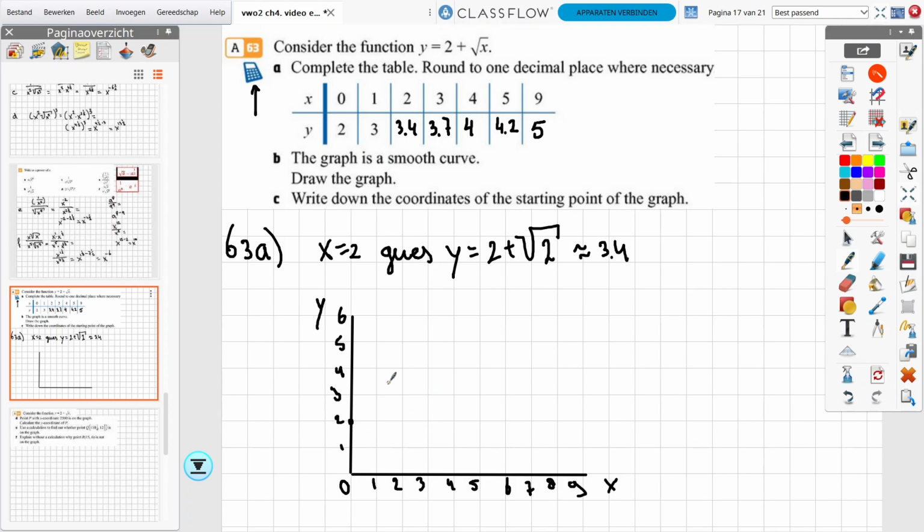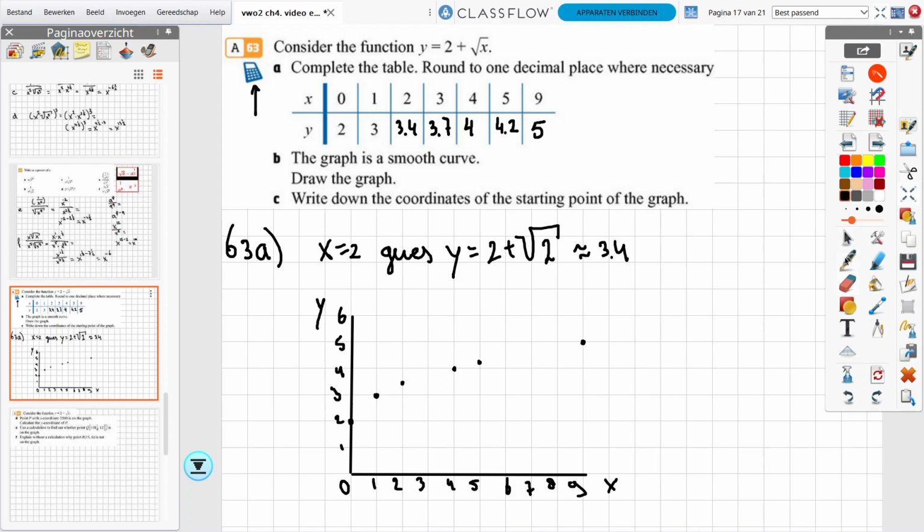Then we got (1, 3), which is here. And then we have some which are a bit more difficult to plot. (2, 3.4), which I guess is somewhere around here. (3, 3.7), which I think is somewhere around here. (4, 4) we know though, that's exactly 4. (5, 4.2) something. And then we do know that (9, 5). And they say that this is a smooth curve, right?